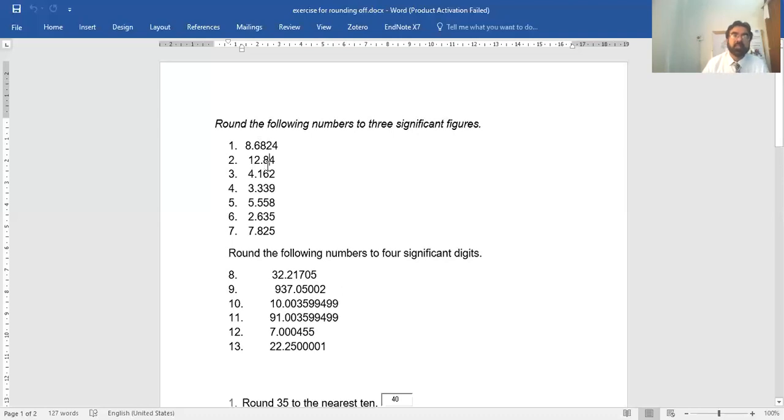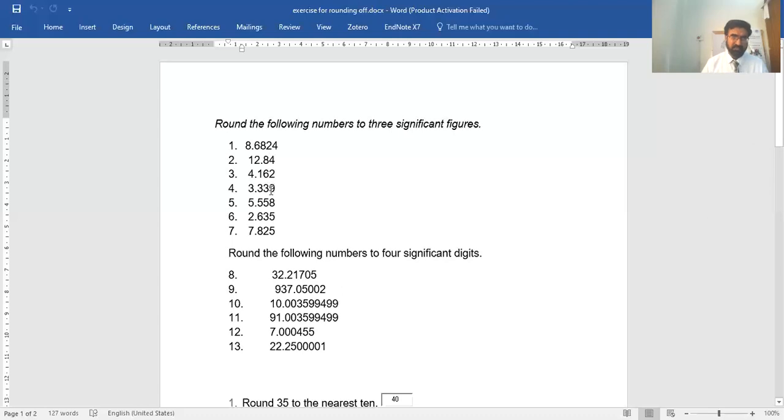And the second one, 12.84, up to 3 digits. Look at this digit. This is 4. If it is less than 5, you have to delete it and leave all the 3 digits unaltered. So it will become 12.8. And this one, you have to delete the 2. It is less than 5, so it will remain unaltered, 4.16, and you have to delete the 2.